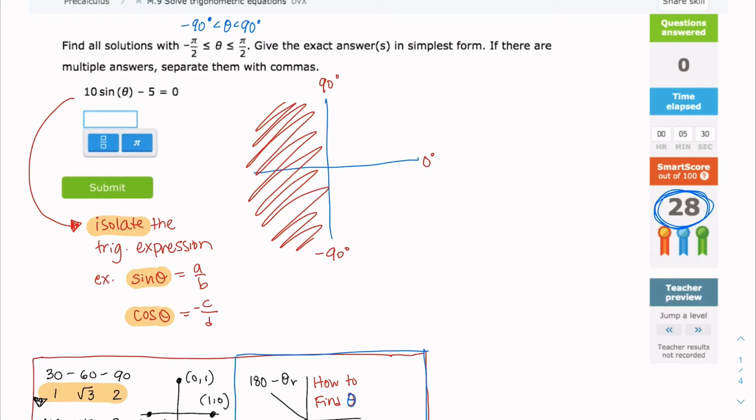So observe, we have 10 sine theta minus 5 equals 0. If I want to get sine by itself, well, what does it look like we should move first? We should move the 5 over. Then we'll be left with 10 sine theta equals positive 5. And I'm still not done. I have this 10 being multiplied, so let's divide by 10.